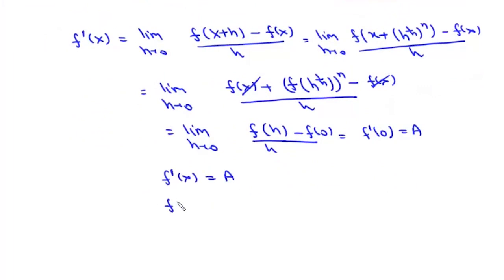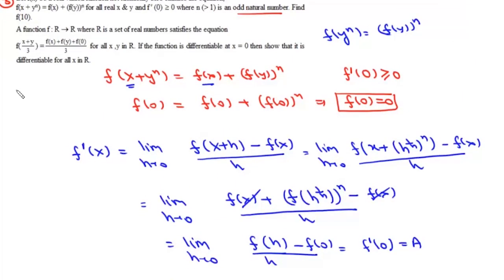Now we integrate, we can write f(x) equals ax plus c. Now when x is 0, f is 0, so clearly the value of c is 0. Now we need to find one more value to find the value of a. So we'll again go back to the equation. If we put x as 0 and y as 1, we can write f(1) equal to f(0), which is 0, plus f(1) to the power n. So from here we'll get either f(1) is 0 or f(1) is 1.